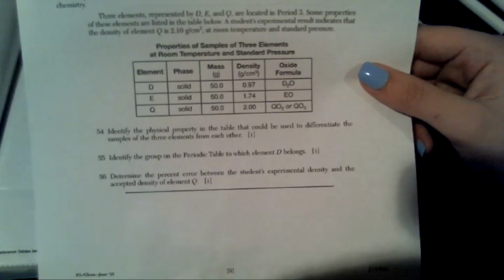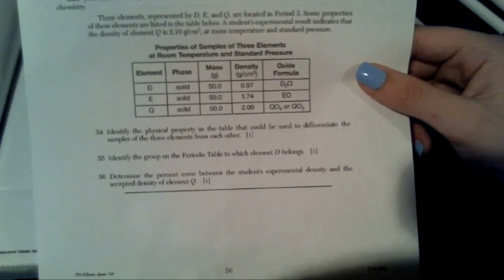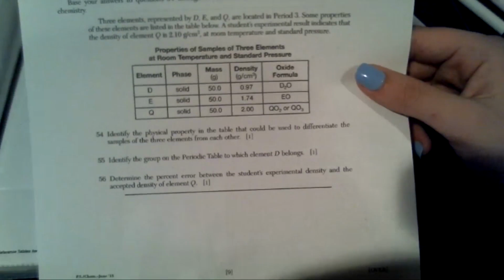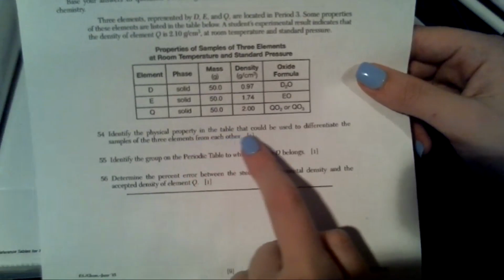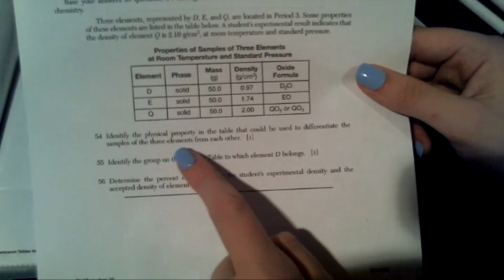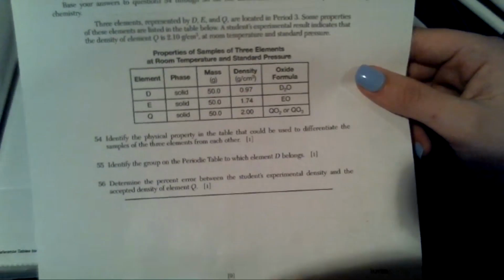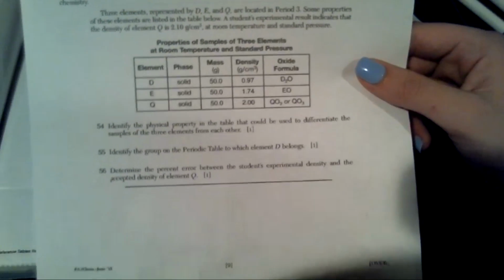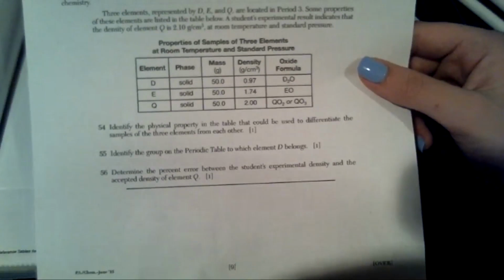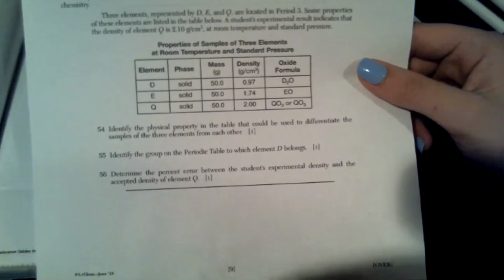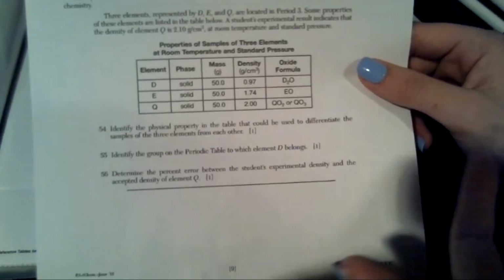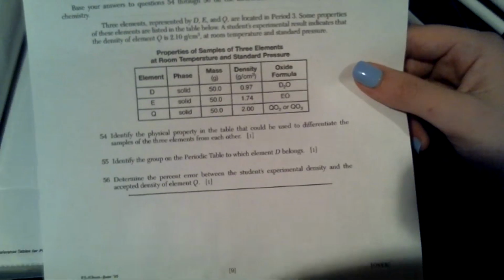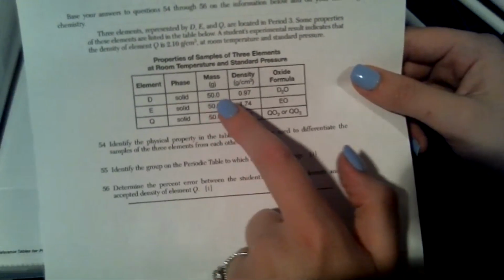A student's experimental results indicates that the density of element Q was 2.10 grams per centimeter cubed at room temperature and standard pressure. Identify the physical property in the table that could be used to differentiate the samples of the 3 elements from each other. Okay, so physical properties, things that you can see, smell, taste. You shouldn't be tasting your experiments, but in some cases you can. The density would be a physical property.